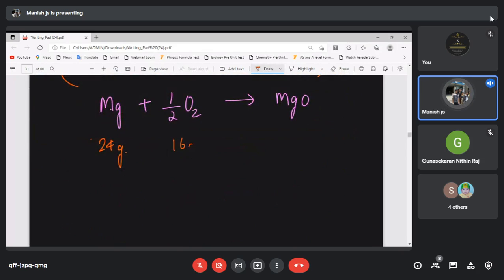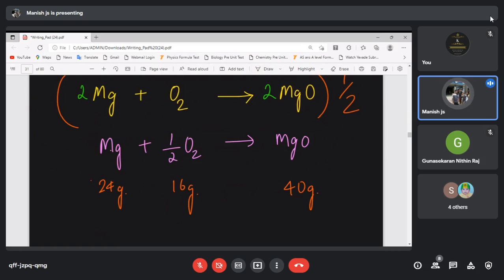So I am writing everything as per the values. For one oxygen atom, I am writing... For magnesium oxide, the value is going to be 40 grams, adding both the magnesium and the oxygen value. So singly I am taking.